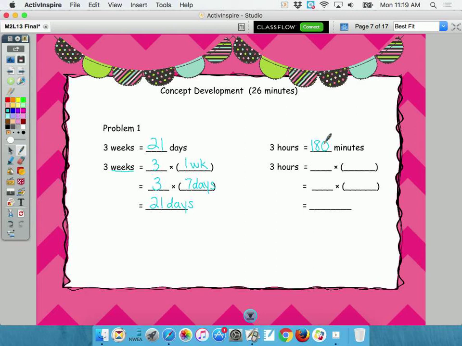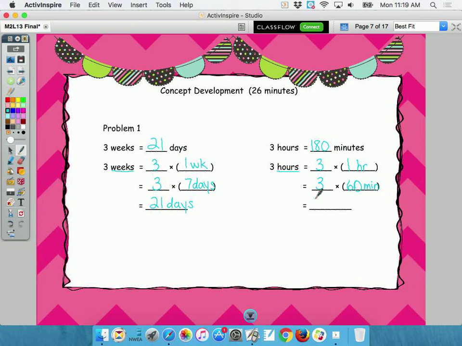Now the strategy. 3 hours equals 3 copies of 1 unit. By the way, 1 unit's going to start with the number 1. And it's going to be the same unit of measurement I started with. So 1 what? Hour. Okay. Now, 3 copies of how many minutes in an hour? 60. 60 minutes. You'll see a lot of abbreviations.